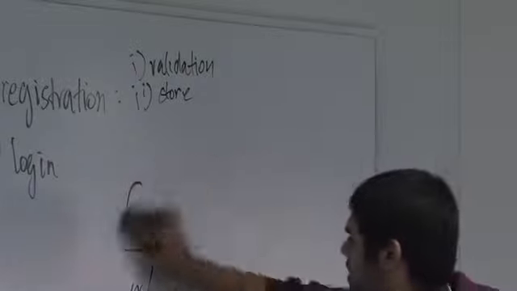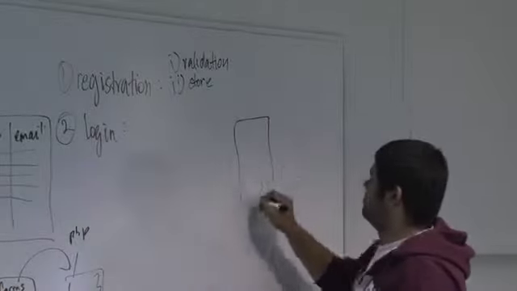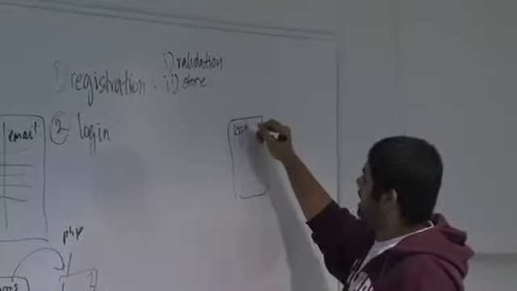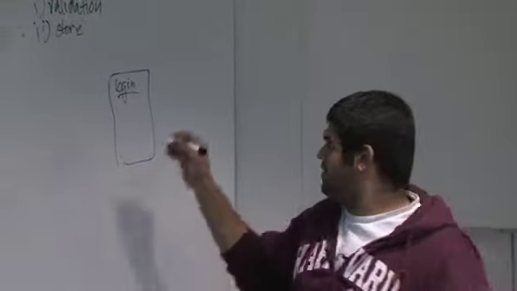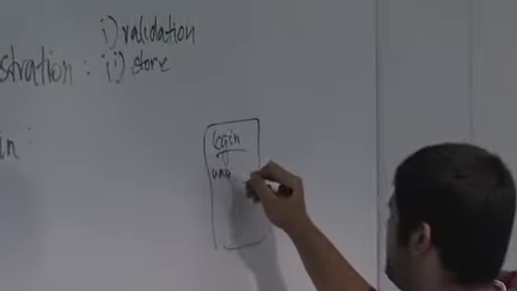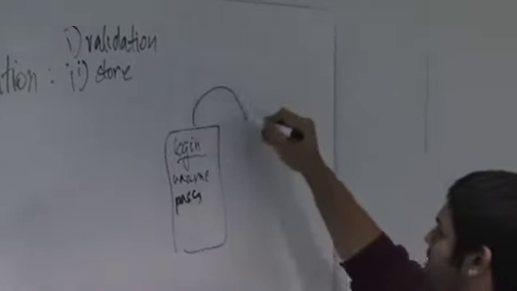So for the login part, they submit another form which says login, and the only two fields that we require here will be username and password. So uname and password. And they submit this to a different form.